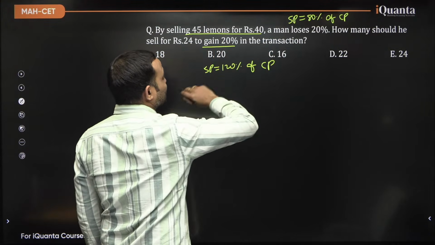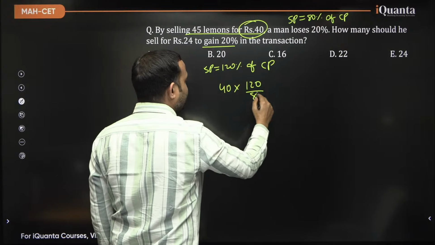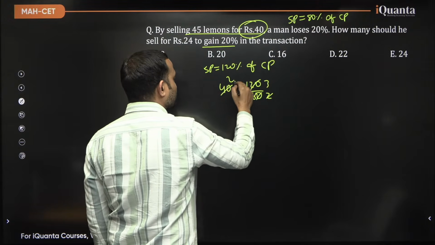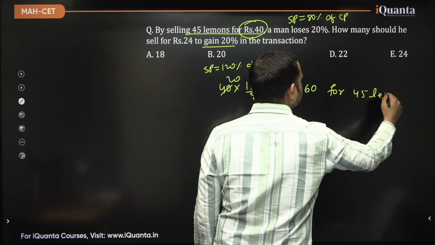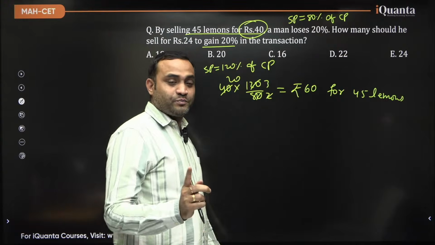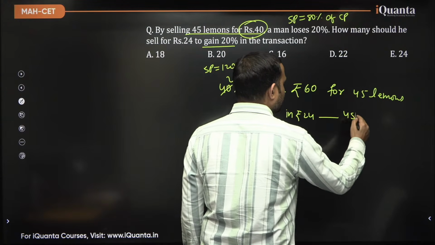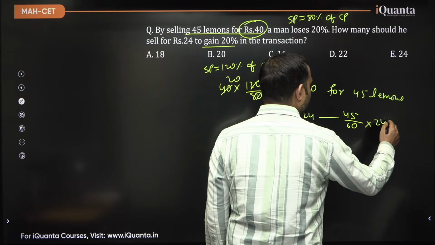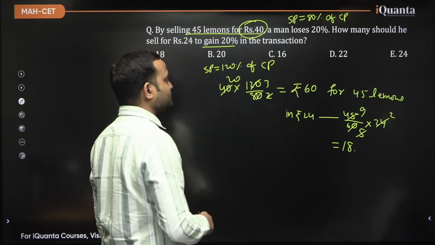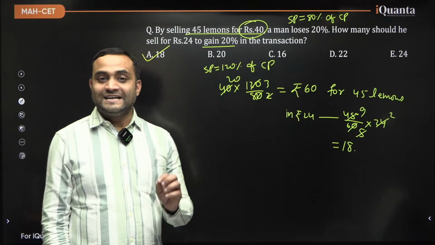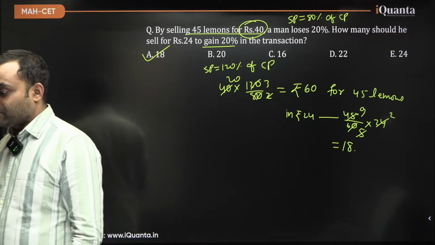So for 45 lemons, what should be the actual selling price? 40 into 120 by 80, so 3 by 2, this is 20. So it's 60 rupees for 45 lemons. It should be 60 rupees for 45 lemons. So in 24 rupees, we can use the unitary method. 45 by 60 into 24, 12 into 2, 12 into 5, 5 into 9, that is equal to 18. So the answer of this question will be 18 lemons should be sold in 24 rupees to gain 20% profit.